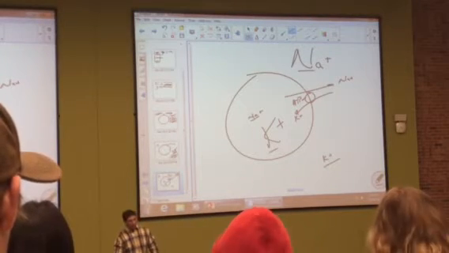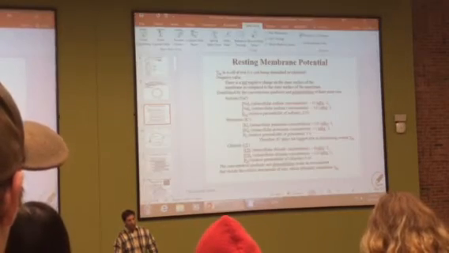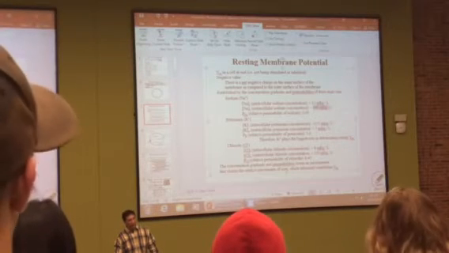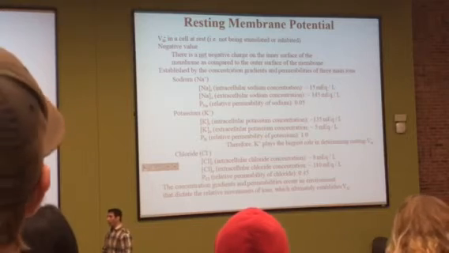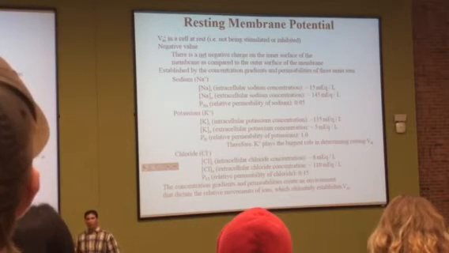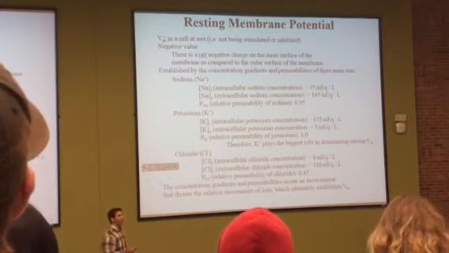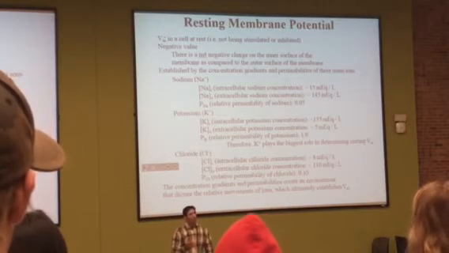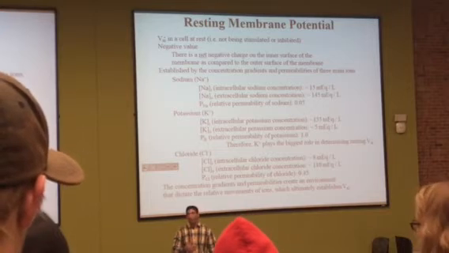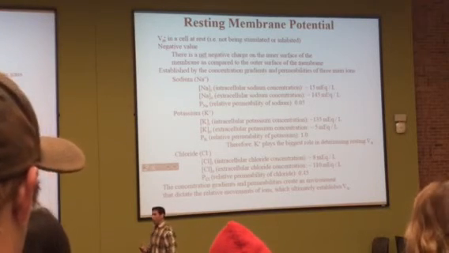So if you look in your notes, outside sodium concentration, 145, you have to know that like the back of your hand. Inside sodium concentration, about 15. Potassium inside 135, outside 5. Chloride outside 110, inside 8. You have to know those. All right? Absolutely 100% have to know those.